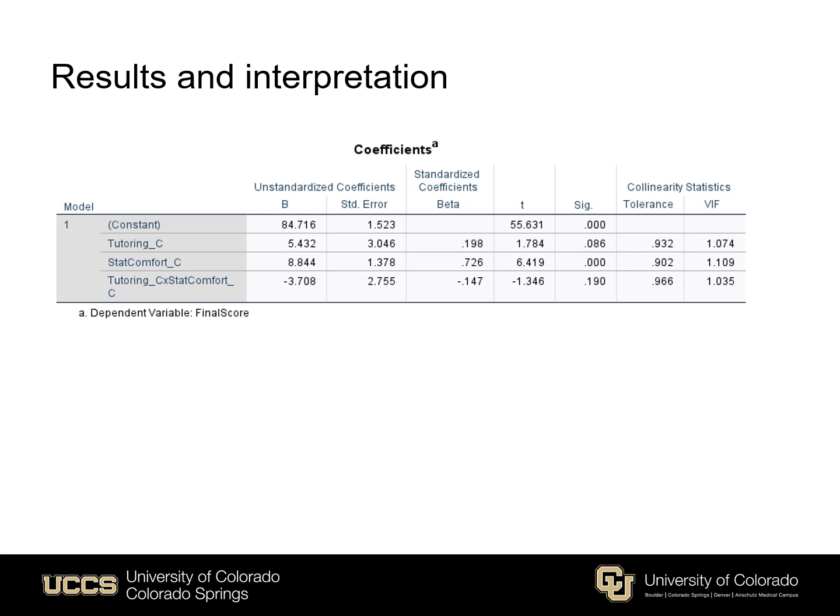And here we have the results of that regression model. Let's spend some time interpreting them. We see initially that stat comfort is a significant predictor of final score, and it has a coefficient of 8.8, which means that for every 1 unit increase in stat comfort, the model is predicting an 8.8 point increase in the final score.